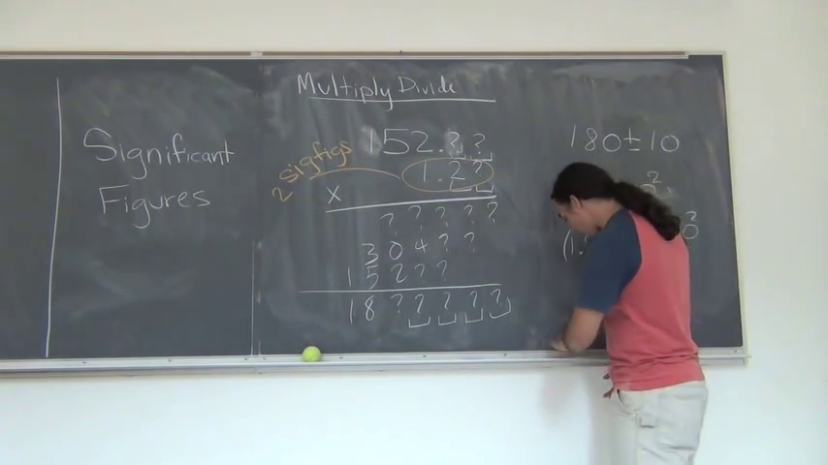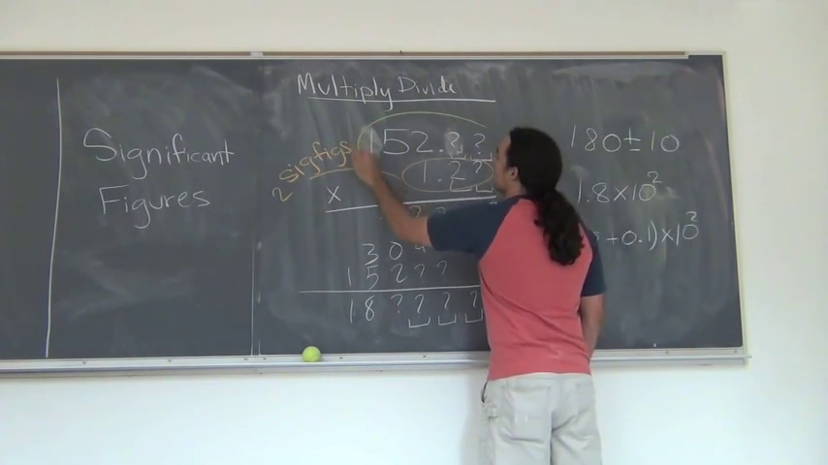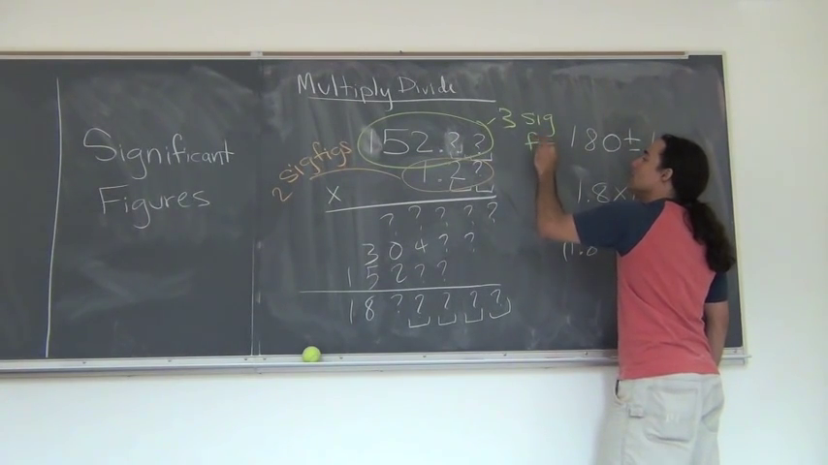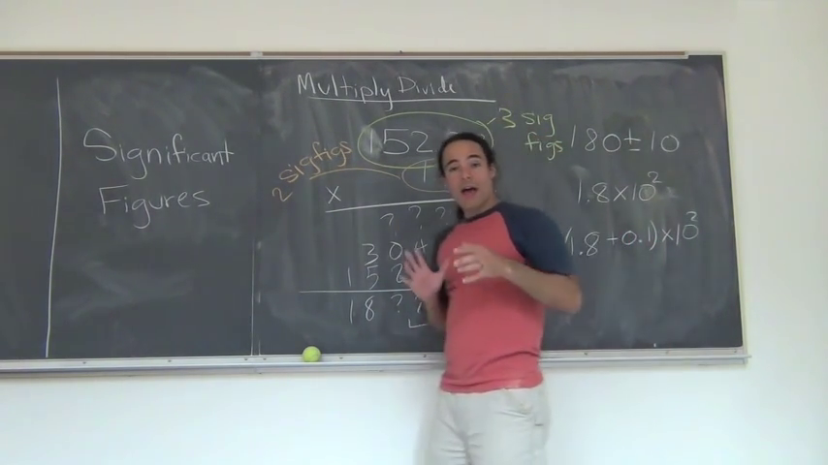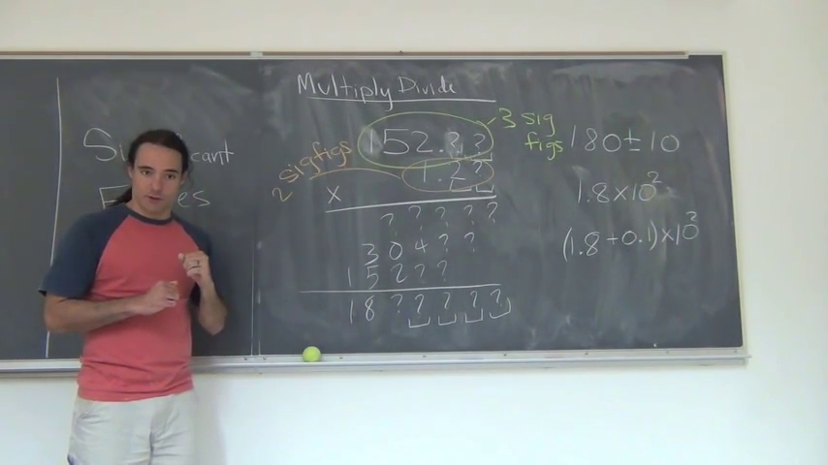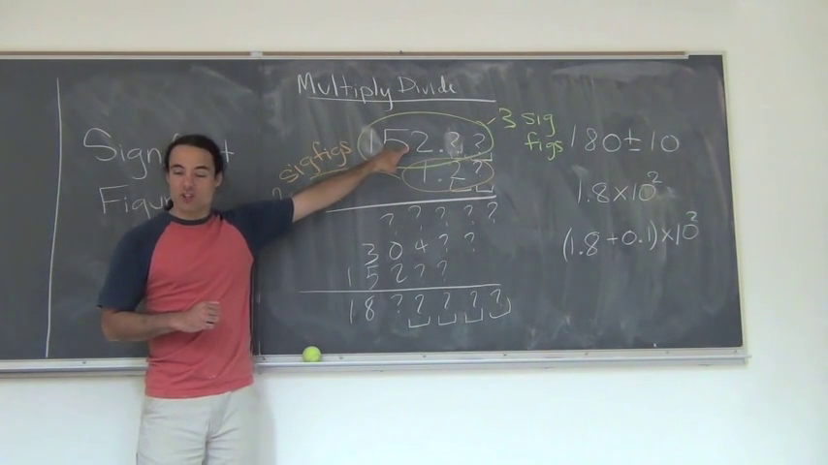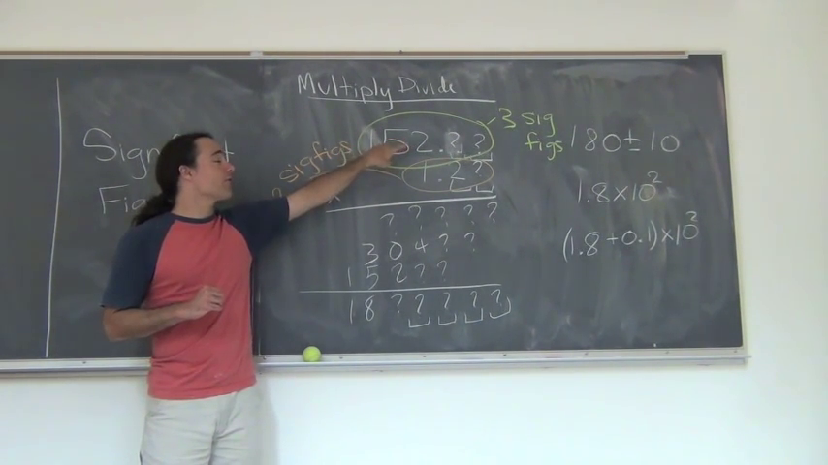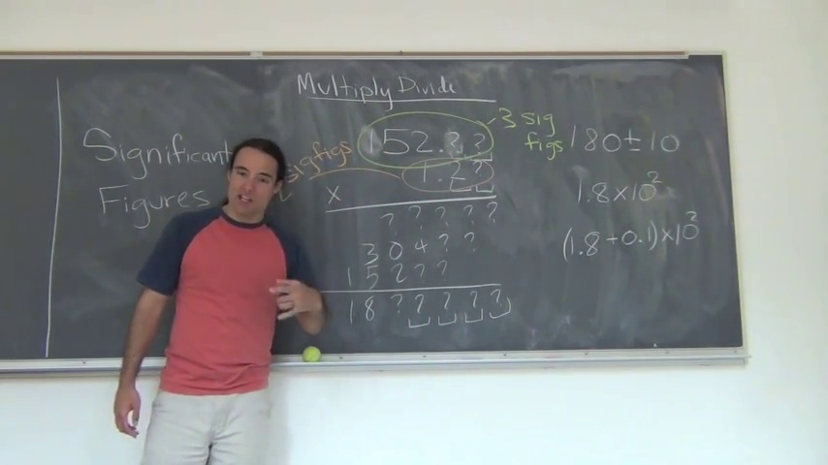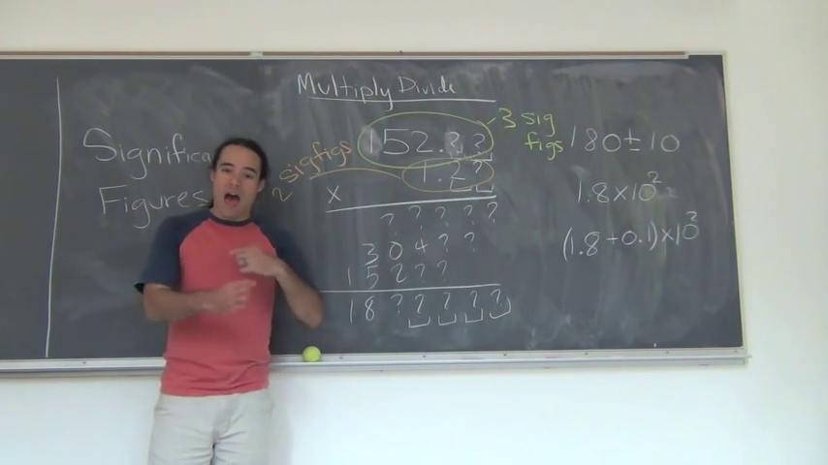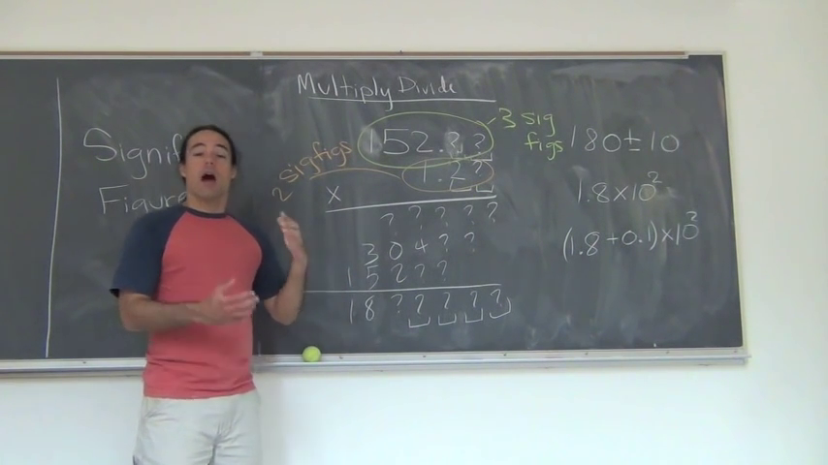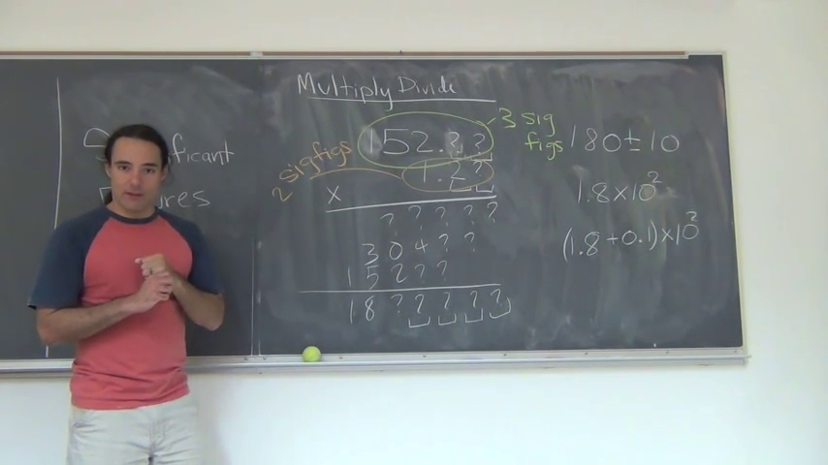If I look at the other number in my multiplication, that's got three sig figs. A simple rule of thumb that normally works for multiplication and division by numbers with uncertainty is I look at how many significant figures the first number has, so three significant figures. I look at how many digits the second number has, two significant figures. I compare those two. This one has 3, this one has 2.